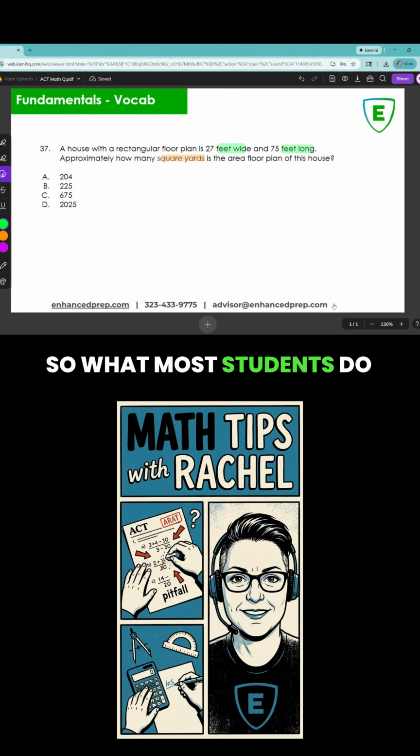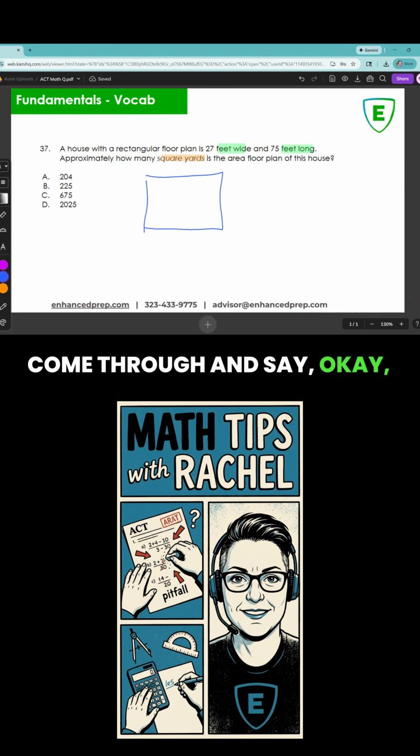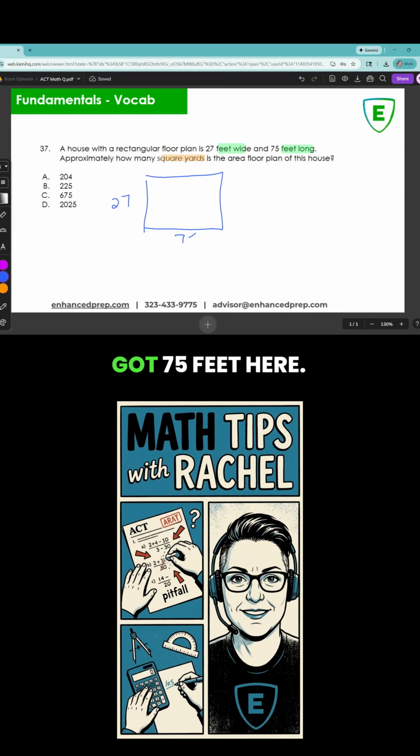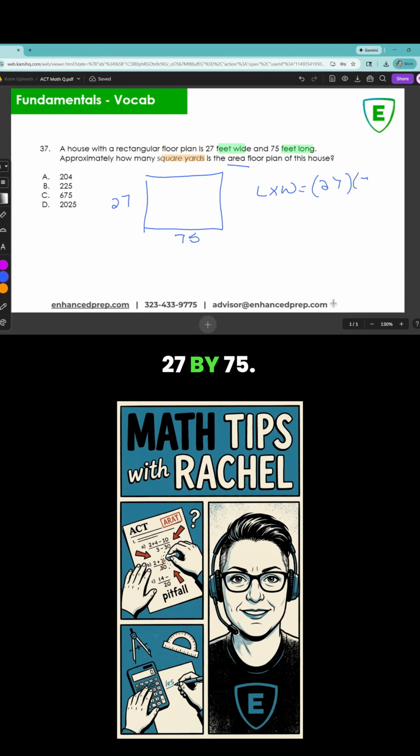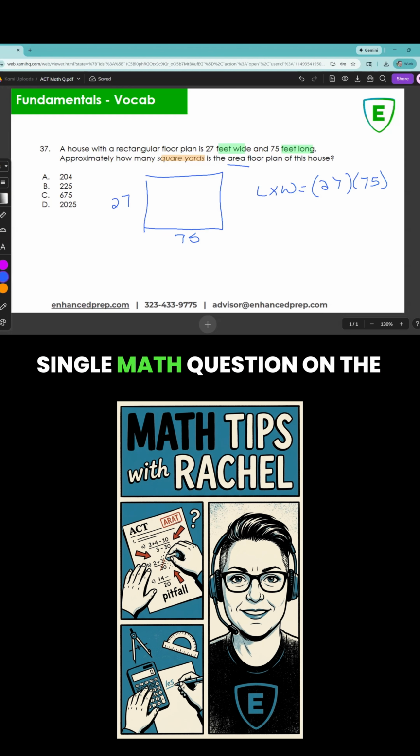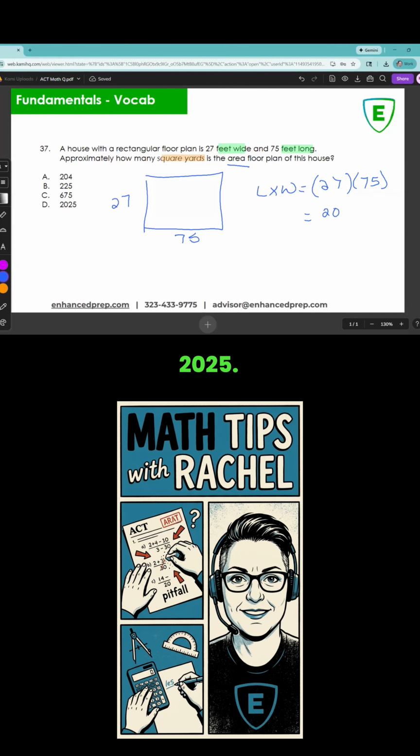So what most students do here, and this is why they miss that answer, is they come through and say, okay, I've got 27 feet here, I've got 75 feet here. I know to find my area, I'm going to multiply my length by my width, which in this case would be 27 by 75. Now remember, you get to use a calculator on every single math question on the ACT. So take the time, plug this into your calculator, make sure that you're not making any careless errors. So I'm getting a total of 2025. Now this is feet squared.